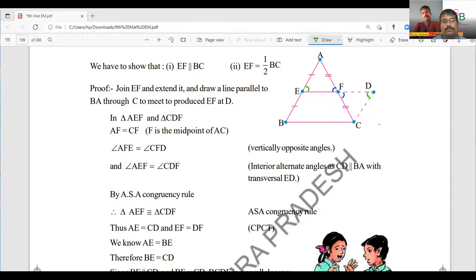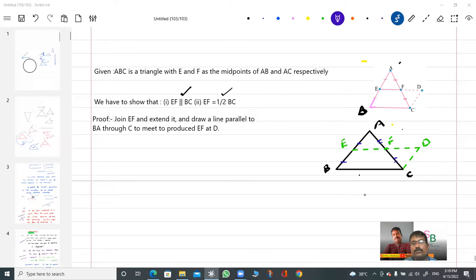Screen share just this. Okay, you could discuss. Wait one minute, I am going to teach it.